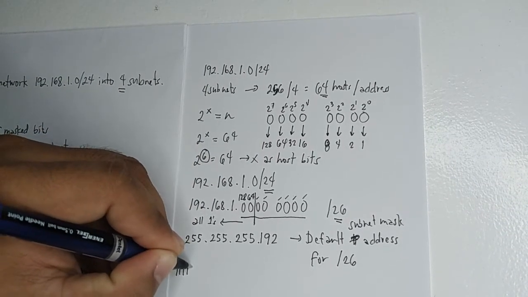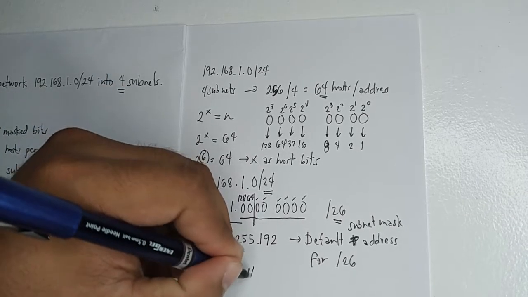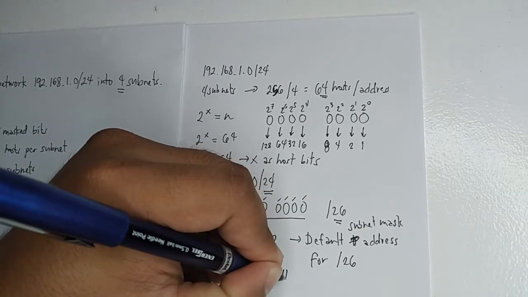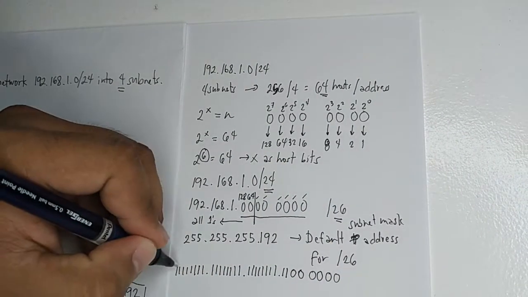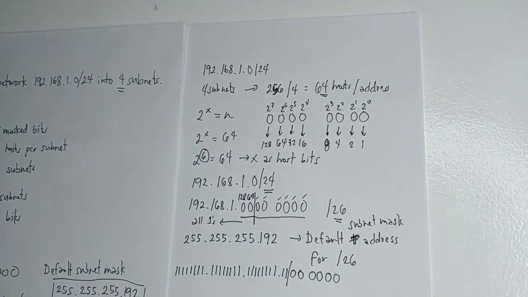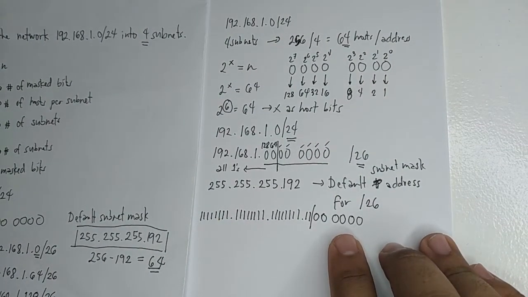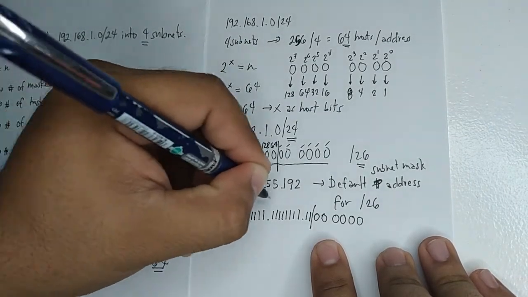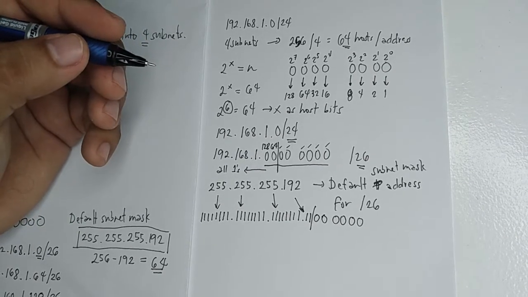So this will become 1, 2, 3, 4, 5, 6, 7, 8. This would be 0, 0, 0, 0. This is 8 plus 8 plus 8. That is our 24. Then plus 2 bits. That's the 2 bits. This is our slash 26. Okay, these zeros here will belong to our host. So this is our value. Okay. That is for the default subnet mask for the slash 26. So correct. Okay, same value. Okay. Sige. So, to continue.